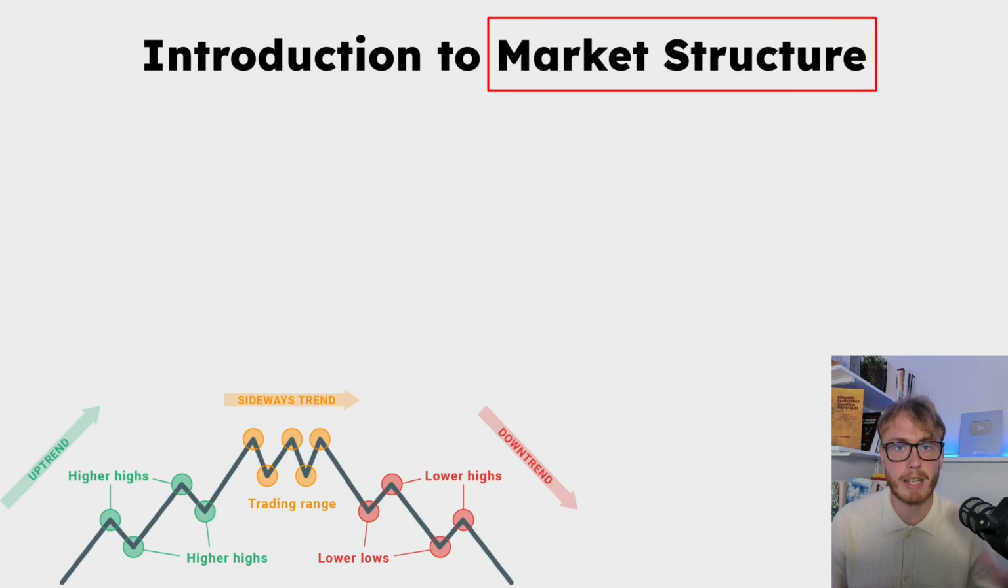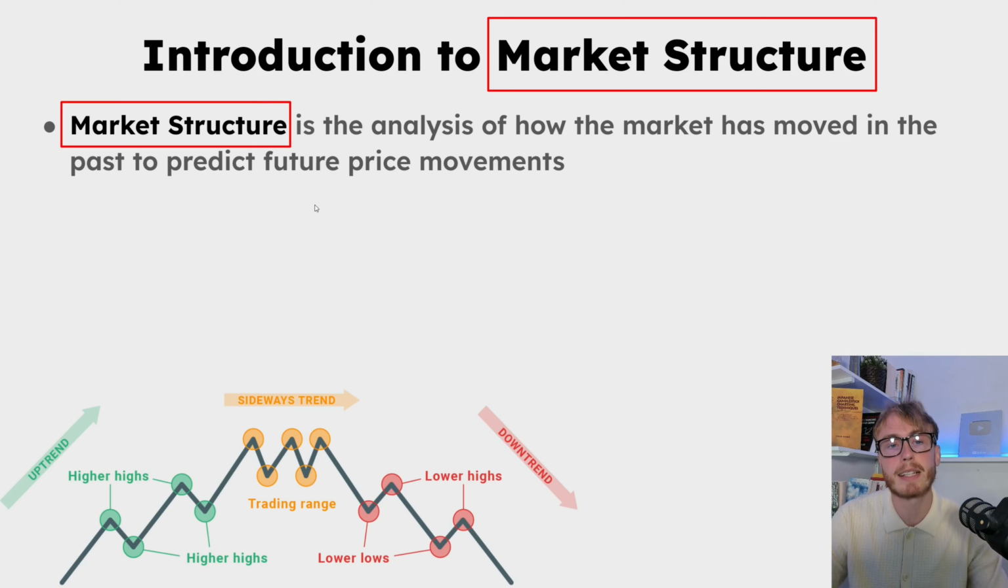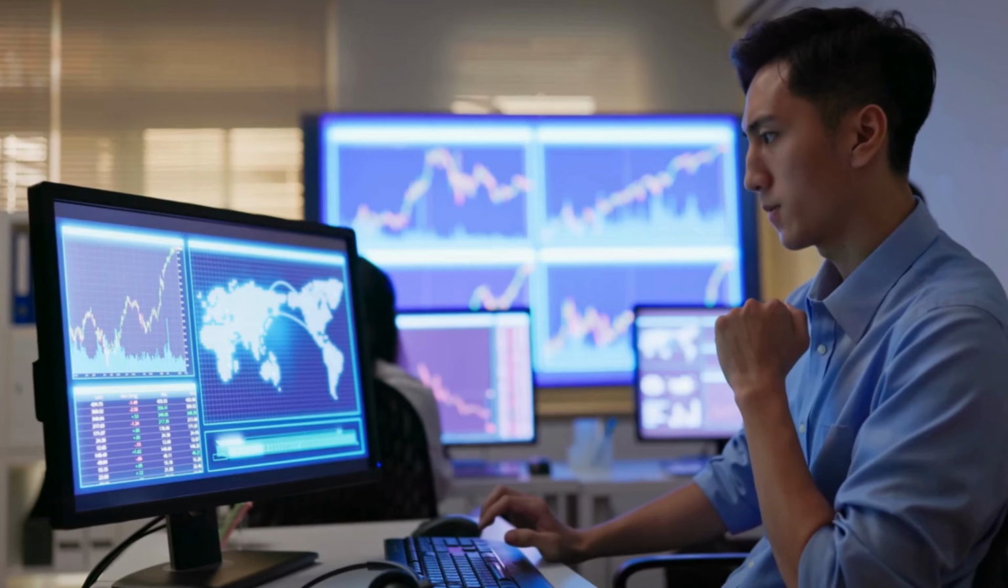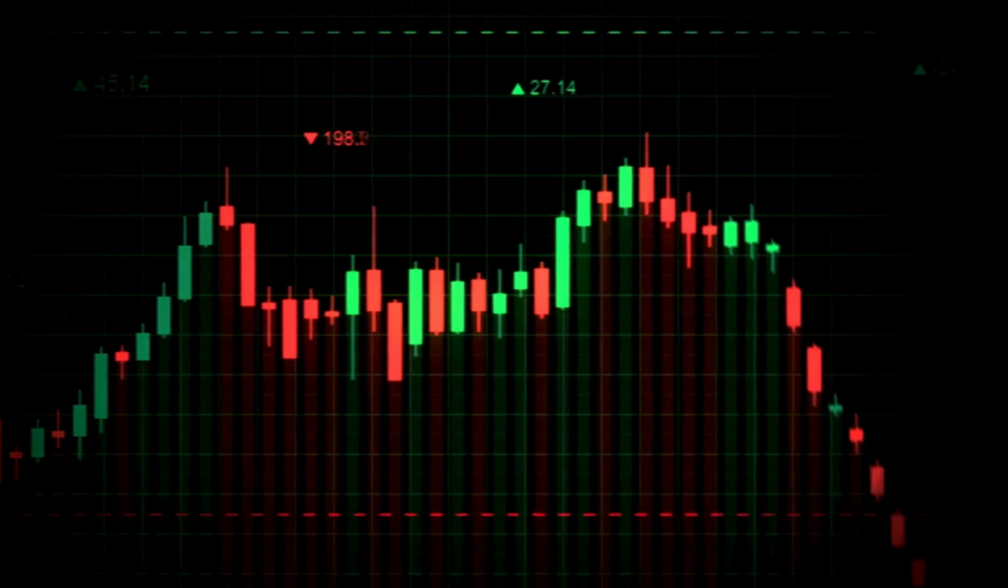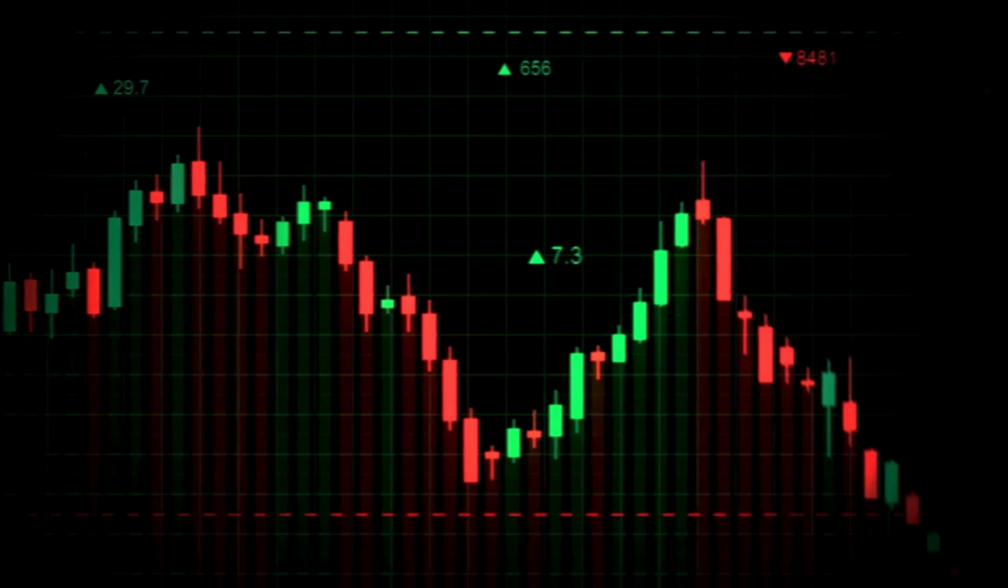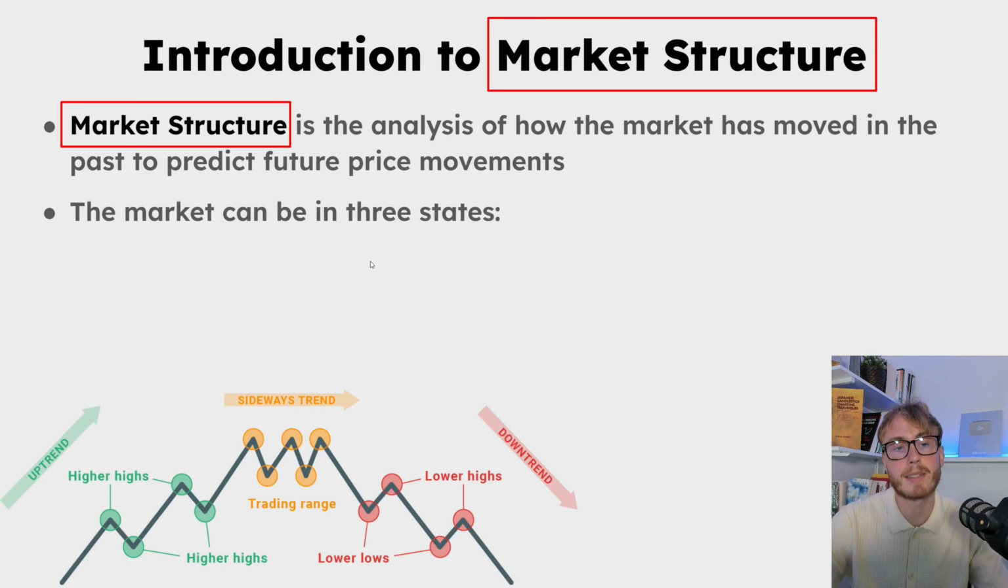Let's begin here by taking a look at some market structure basics. Market structure is basically the analysis of how the market has moved in the past to predict how the market will move in the future. And the first thing we have to learn here is that the market can be in 3 states.